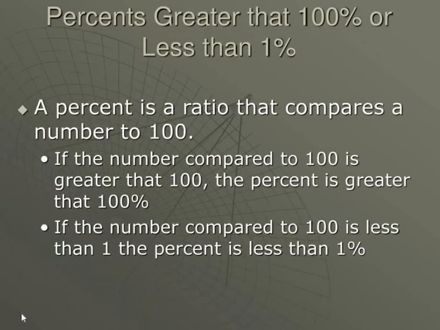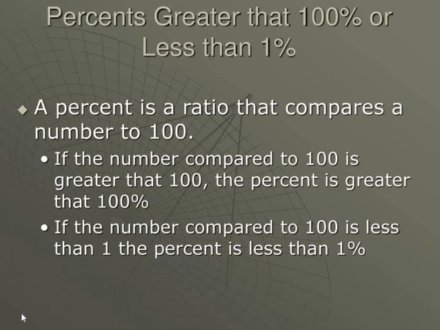Before that, let's remember together the meaning of percent. Percent is a ratio that compares a number to 100. So as you can notice, in a percent we always have 100 in the denominator if we write it as a fraction. Now if the number in the numerator is greater than 100, we say that we have a percent that is greater than 100.